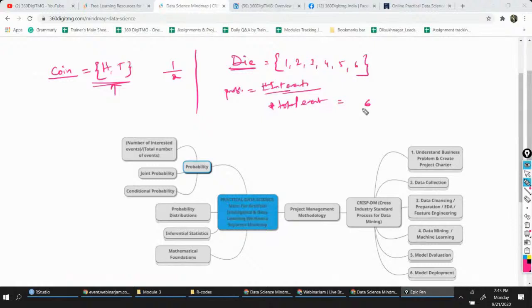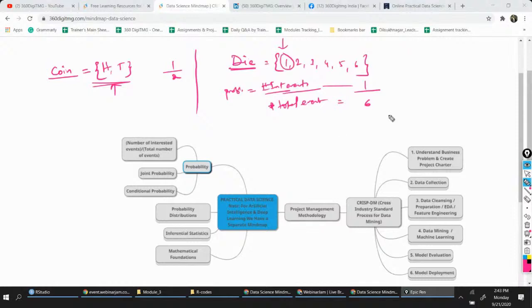But within these 6 possible outcomes, you want to learn what are the chances that you get 1. How many values are there? 1 is only repeated once. So my interested event is 1 by total, which is 6. 1 by 6 is the probability or chance that you end up getting 1.